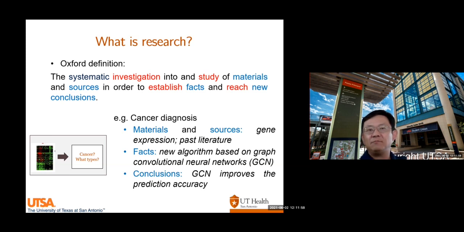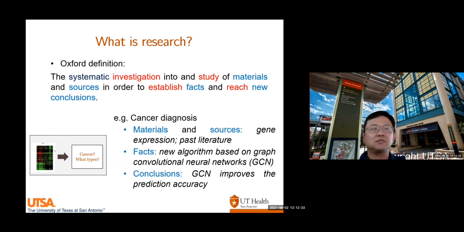So in this example, the conclusion that we draw is that this new algorithm based on GCN improves the prediction accuracy. For scientific studies, the conclusion can be that this research established a new discovery. Okay, so potentially a new molecular mechanism or biomarkers for certain cancers, for example. Okay, all right. So this is a quick intro about what research is.